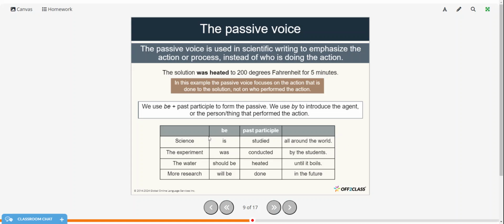So here are some examples. Science is studied all around the world. The experiment was conducted by the students. The water should be heated until it boils. More research will be done in the future.